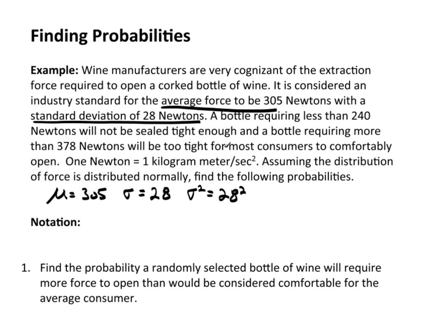Now, let's see. A bottle requiring less than 240 newtons will not be sealed tight enough. And a bottle requiring more than 378 newtons will be too tight for most consumers to comfortably open. 1 newton equals 1 kilogram meter per second squared, which is the definition of a newton. That's the measurement of force. Now, assuming the distribution of force is normal, find the following probabilities.